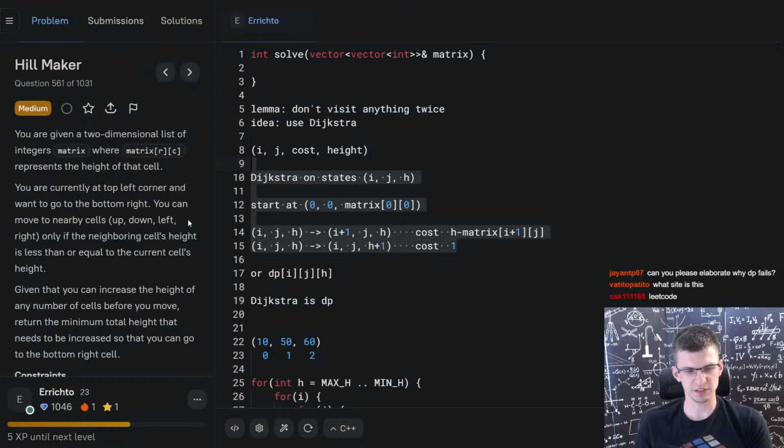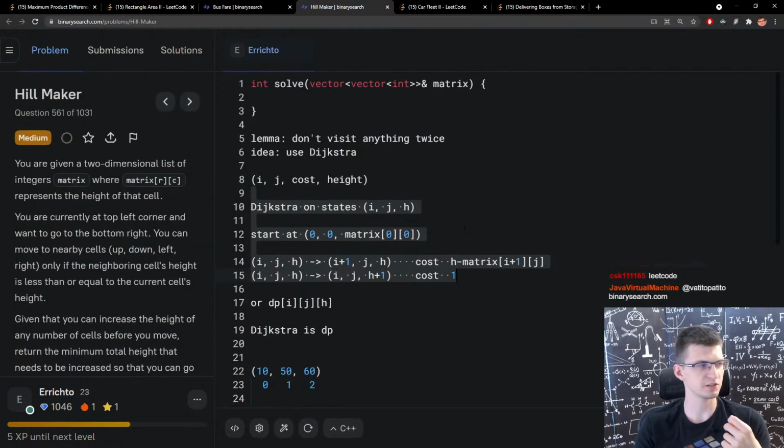I wanted to get a solution without Dijkstra, but I failed. That's the solution, what I marked here. What site is this? binarysearch.com.